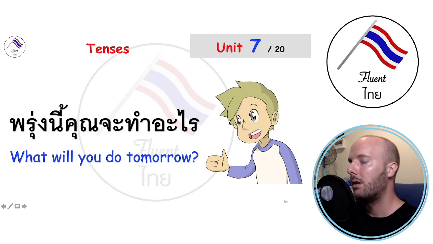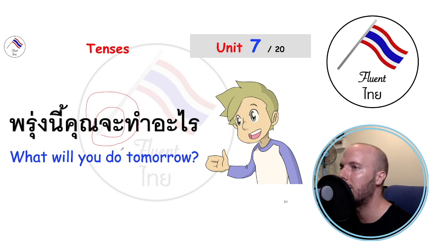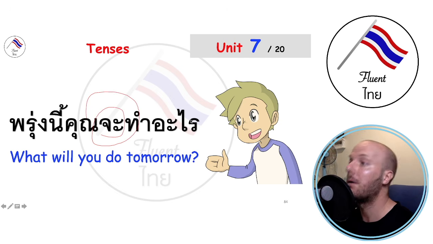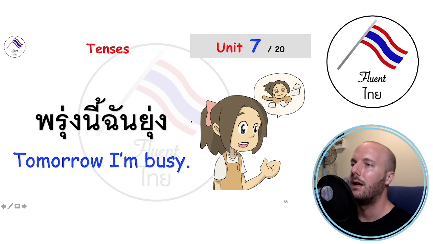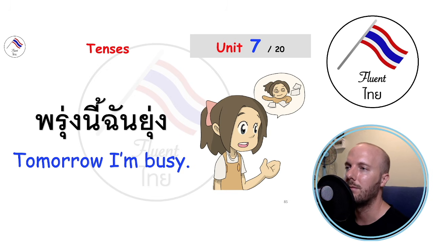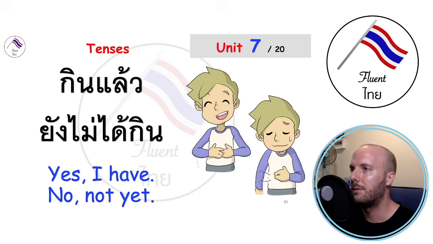What will you do tomorrow? So the main word you need to know for the future is the word จะ. I think we already touched on this in the grammar, right? So จะ is will. Tomorrow I'm busy. พรุ่งนี้ฉันยุ่ง. So simple. Okay, let's do some repetition.